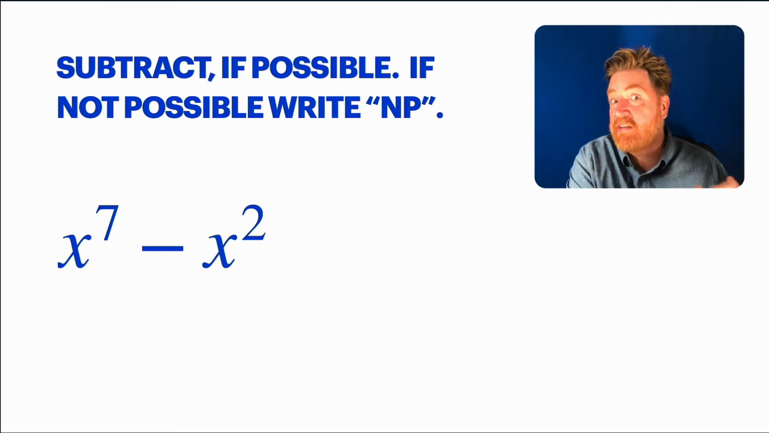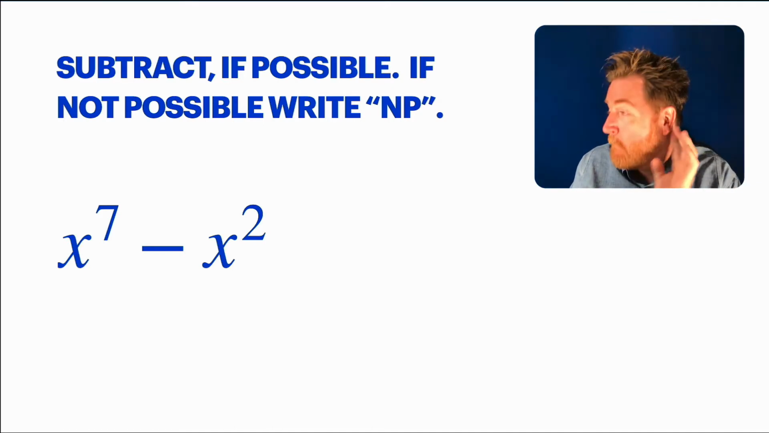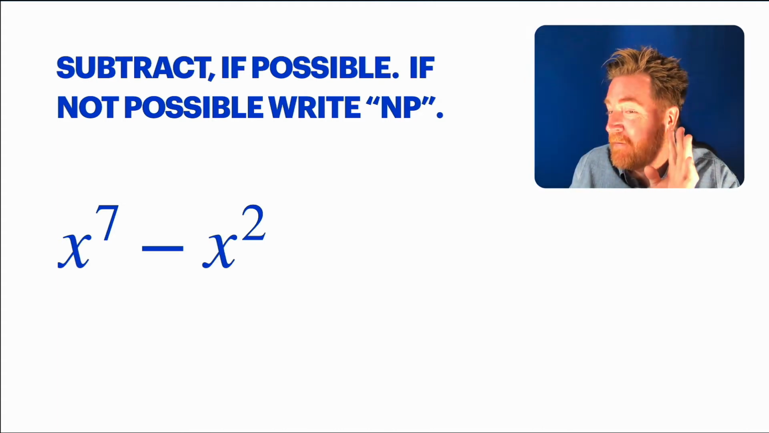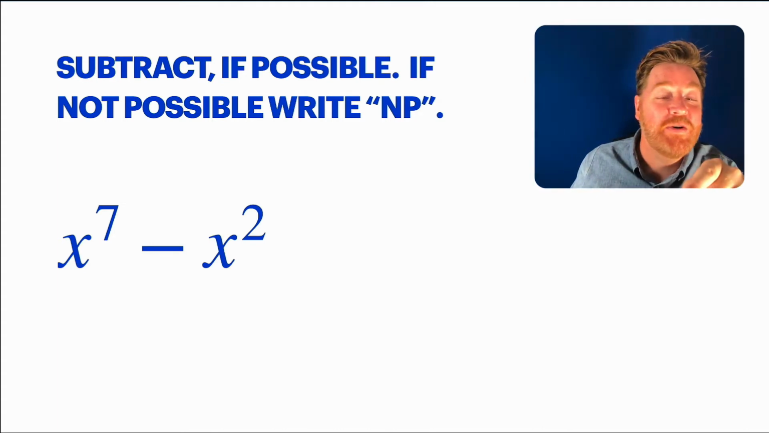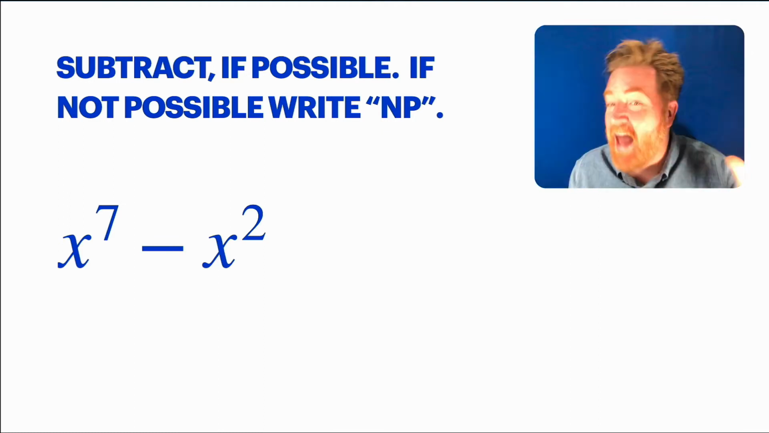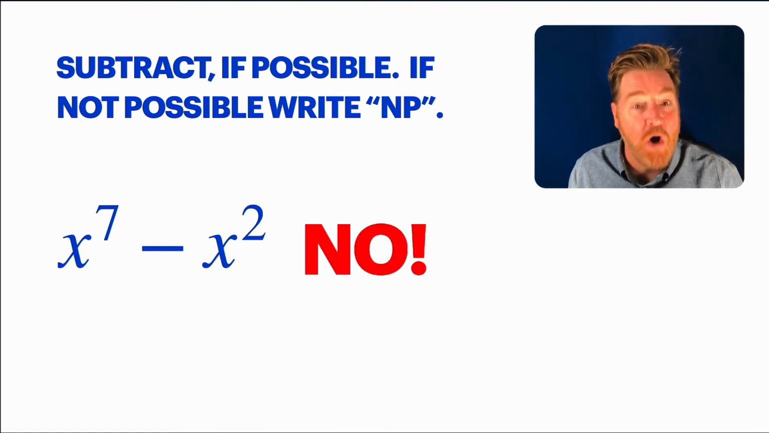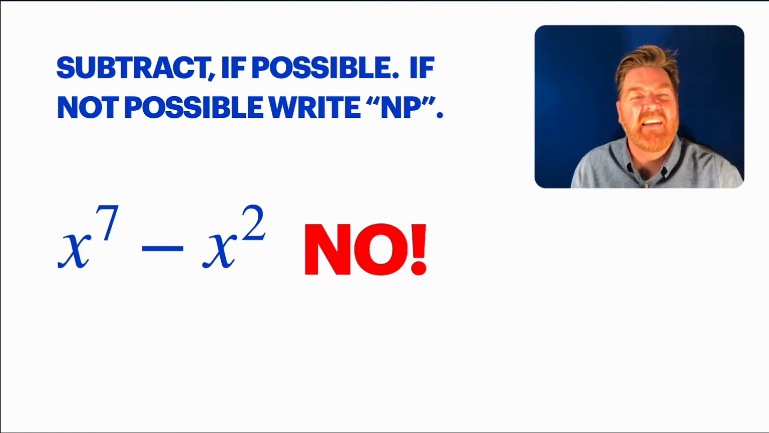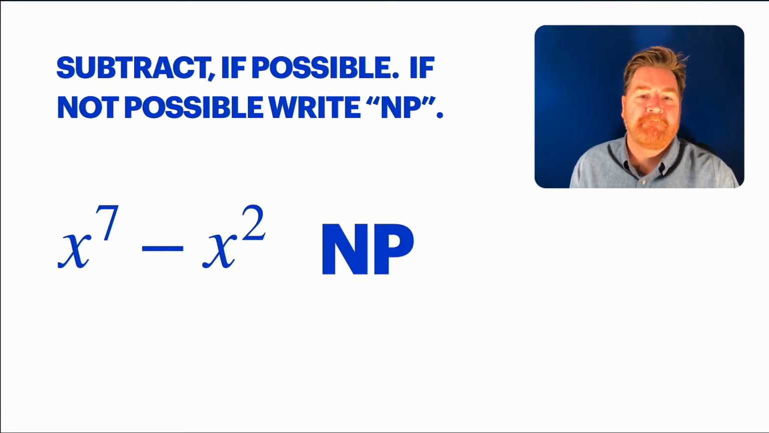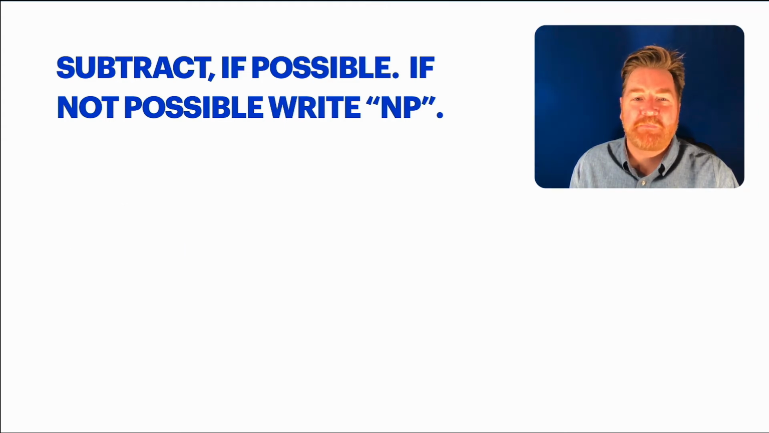How about x to the seventh minus x squared? Can we subtract x to the seventh minus x squared? I heard you. Nice. We cannot. We cannot subtract them. Those are not the same things. They have to be exactly the same things before we subtract them. So all we'll say is NP. Not possible.